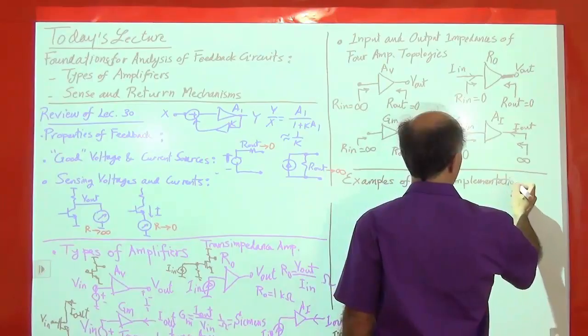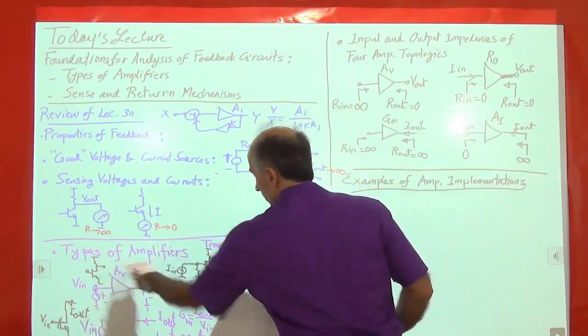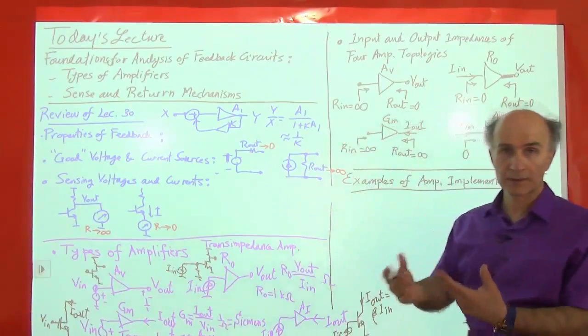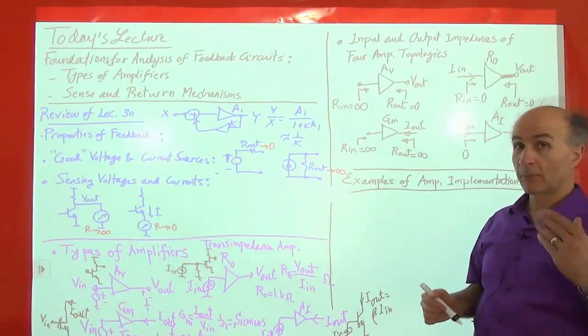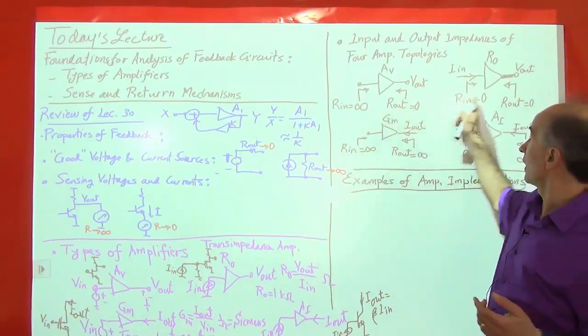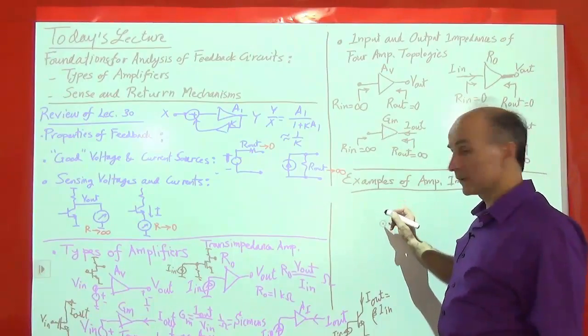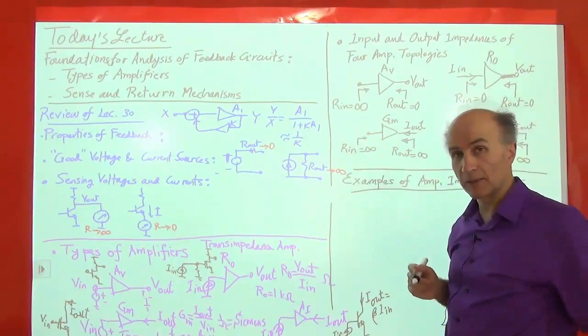I showed you some very simple examples earlier, right? These little black circuits that I drew here. So I want to now go one step further and see what I can do to build amplifiers that approach these ideal situations. Okay, so for voltage amplification, I would like to have a very high input impedance.